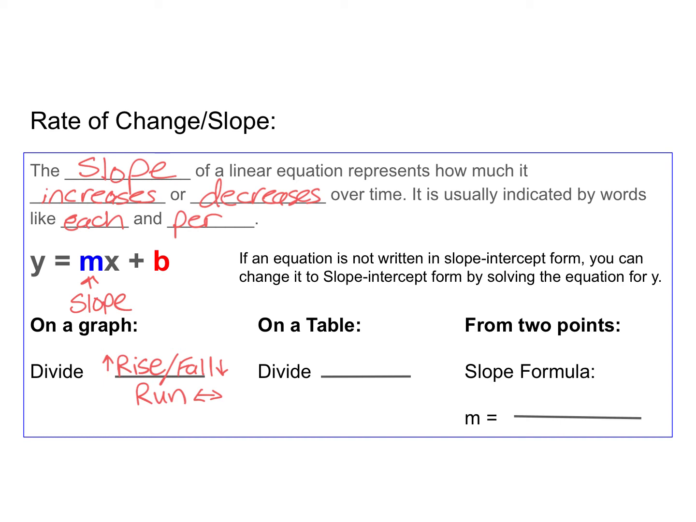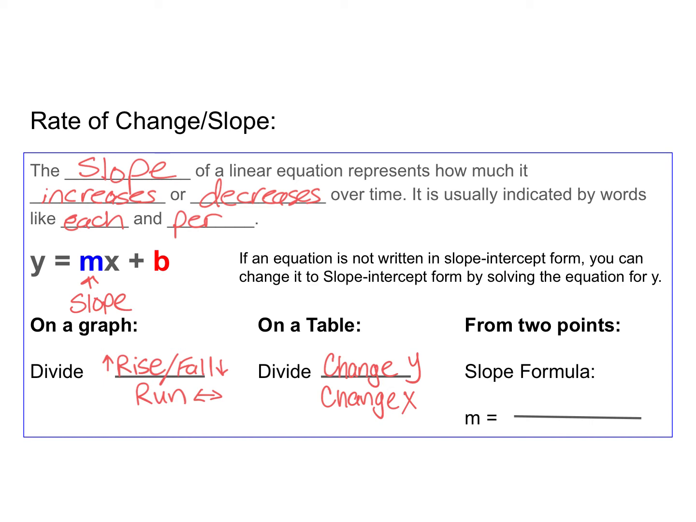On a table, you kind of do the same thing, but you divide the change in your y's, basically what we did on rate of change, by the change of your x's. Now, the good thing about a table is if you've decided it's linear, or you know it's linear, you only have to pick 1 point. You don't have to divide every point. You can just pick 1 point and divide the change in the y's by the change in the x's and get your slope, because every point you pick is going to give you the same value.